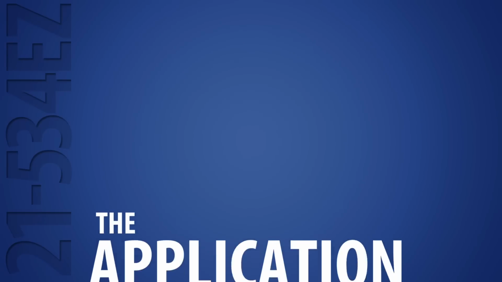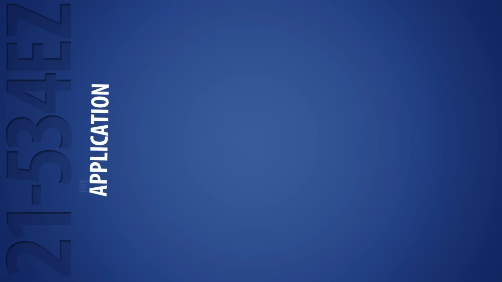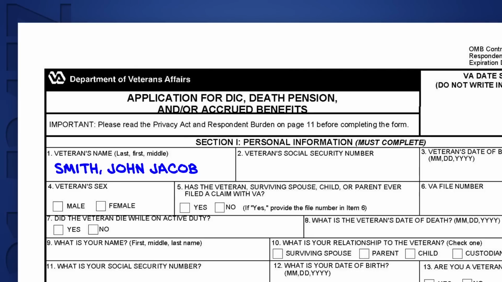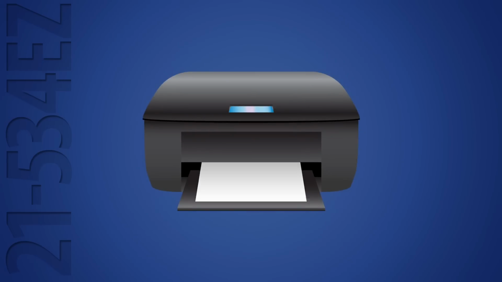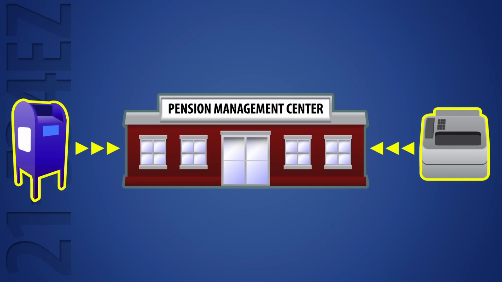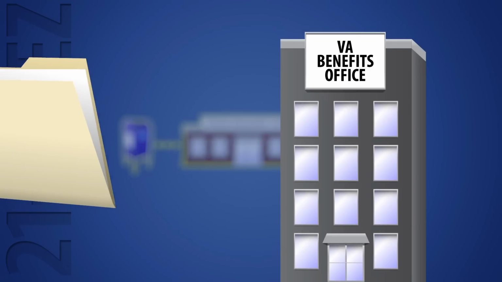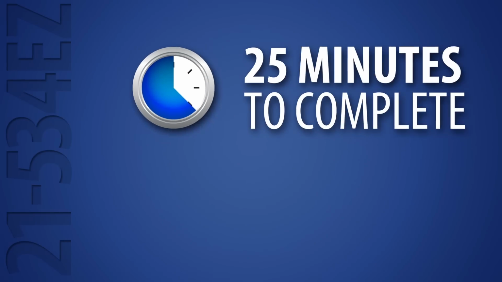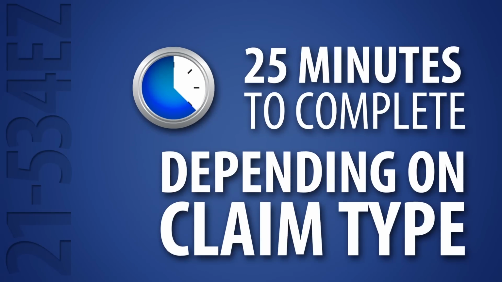Now let's review the application, located on pages 7 through 11. You have the option to handwrite or fill out this form electronically on your computer. However, a completed form must be printed, signed, and either mailed or faxed to the local pension management center, or delivered in person to the closest VA benefits office. It should take 25 minutes to complete, depending on the type of claim you have.